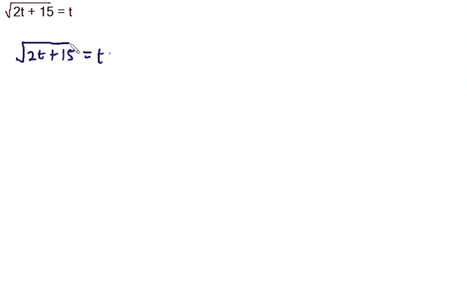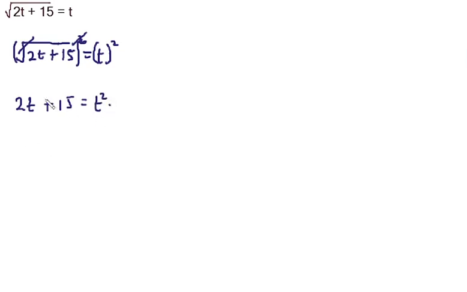So to eliminate the radical, like we've always been doing, we need to square both sides. Take the square of here, I'll take the square of here. So the square can cancel out the square root. I'll be left with 2t plus 15 is equal to t squared.